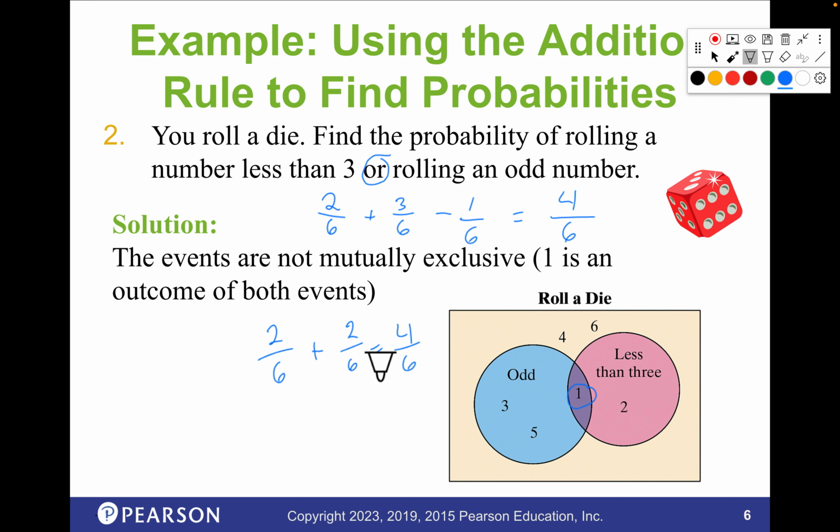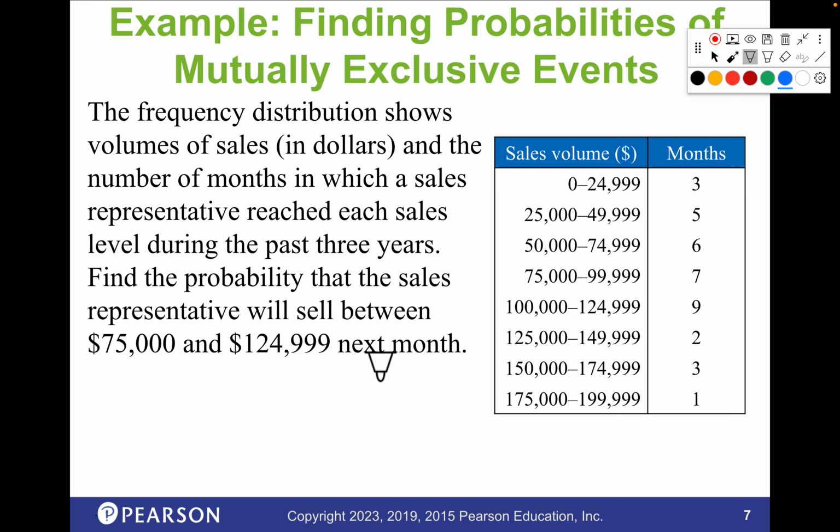Okay. But you're going to see sometimes we get to some things where the way they give us the information, it might be easier just to subtract the overlap because we might know what it is. Something like this. Okay. So we've got a frequency distribution. It shows volumes of sales in dollars and then the number of months in which a sales representative reached each sales goal. So sales volume, this is 0 to almost 25,000. For 3 months that was reached, 5 months, and so forth. This was probably 9 times. So mostly they're selling between 124 and 125,000.